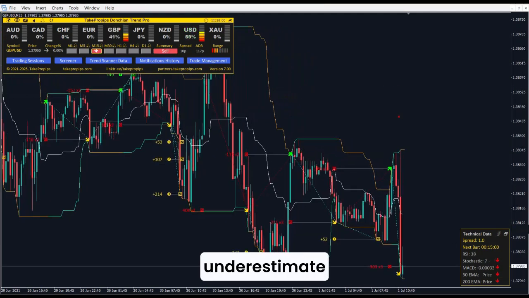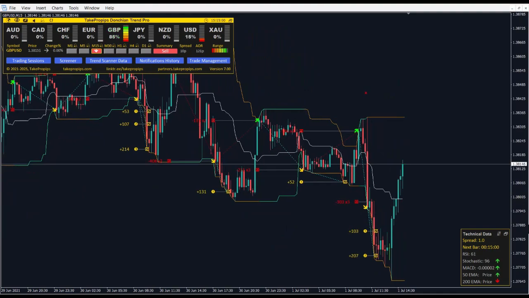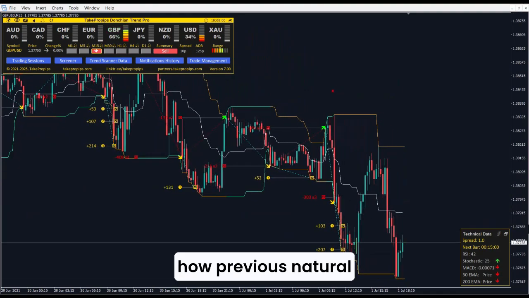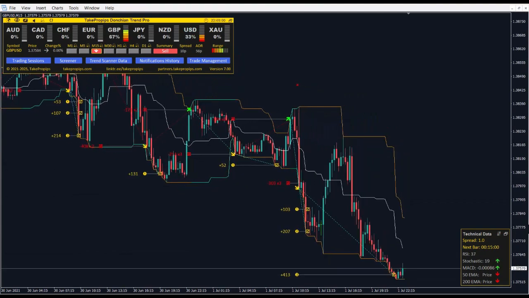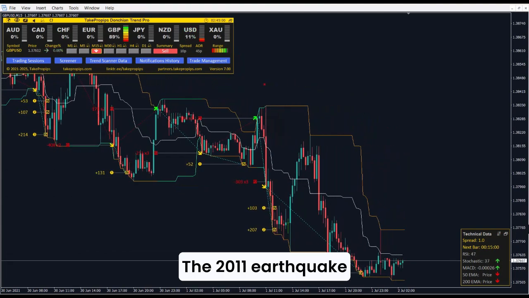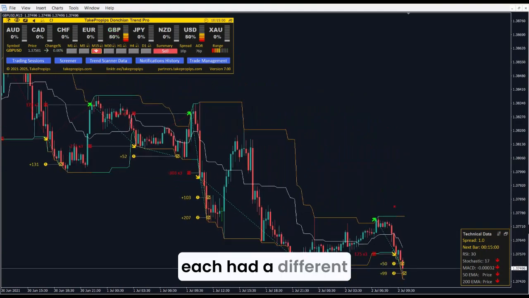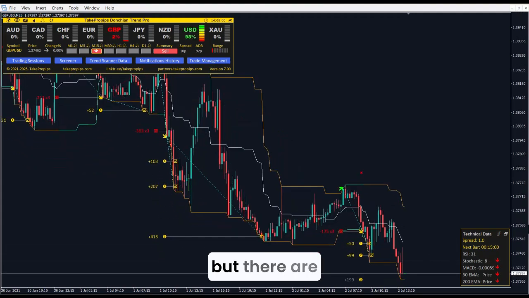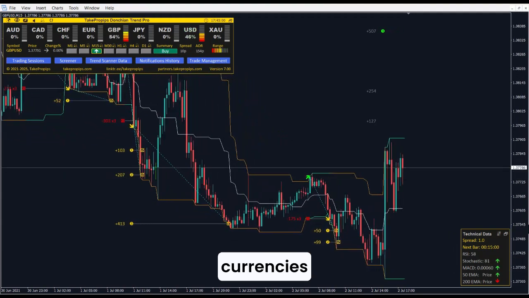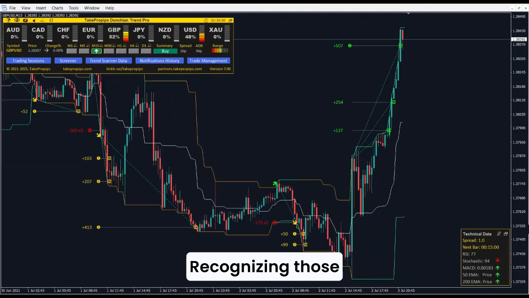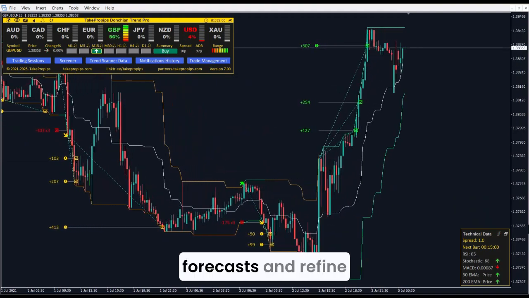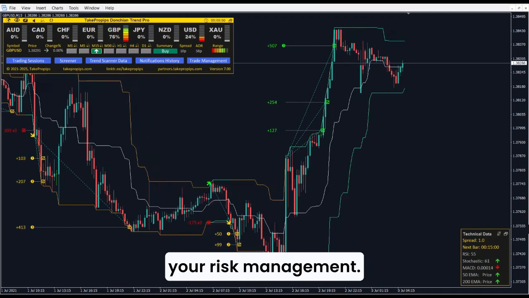Lastly, don't underestimate historical patterns. Go back and study how previous natural disasters affected the markets. The 2011 earthquake in Japan, Hurricane Harvey, the Indonesian tsunami, each had a different economic fallout, but there are similarities in how currencies responded. Recognizing those patterns lets you build better forecasts and refine your risk management.